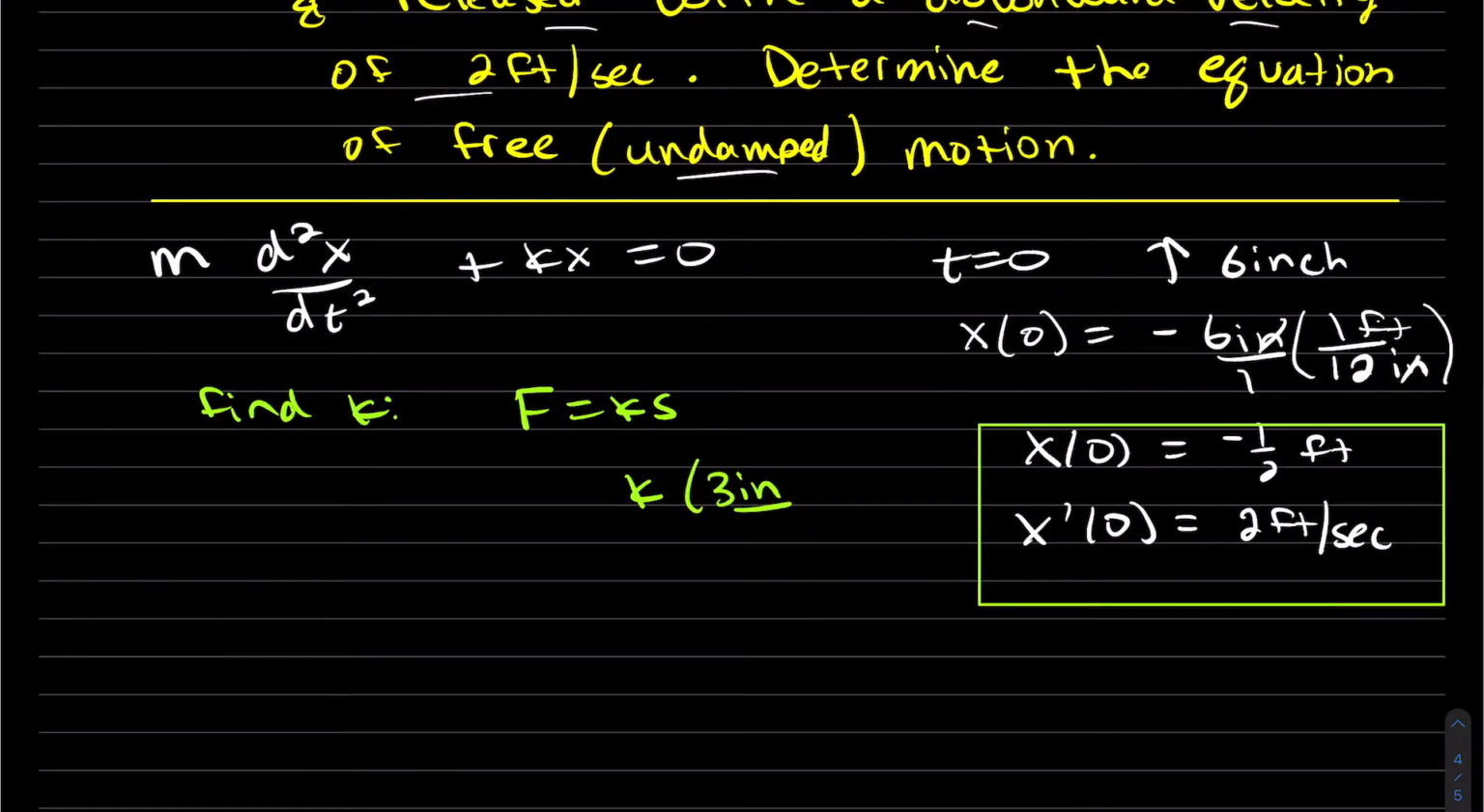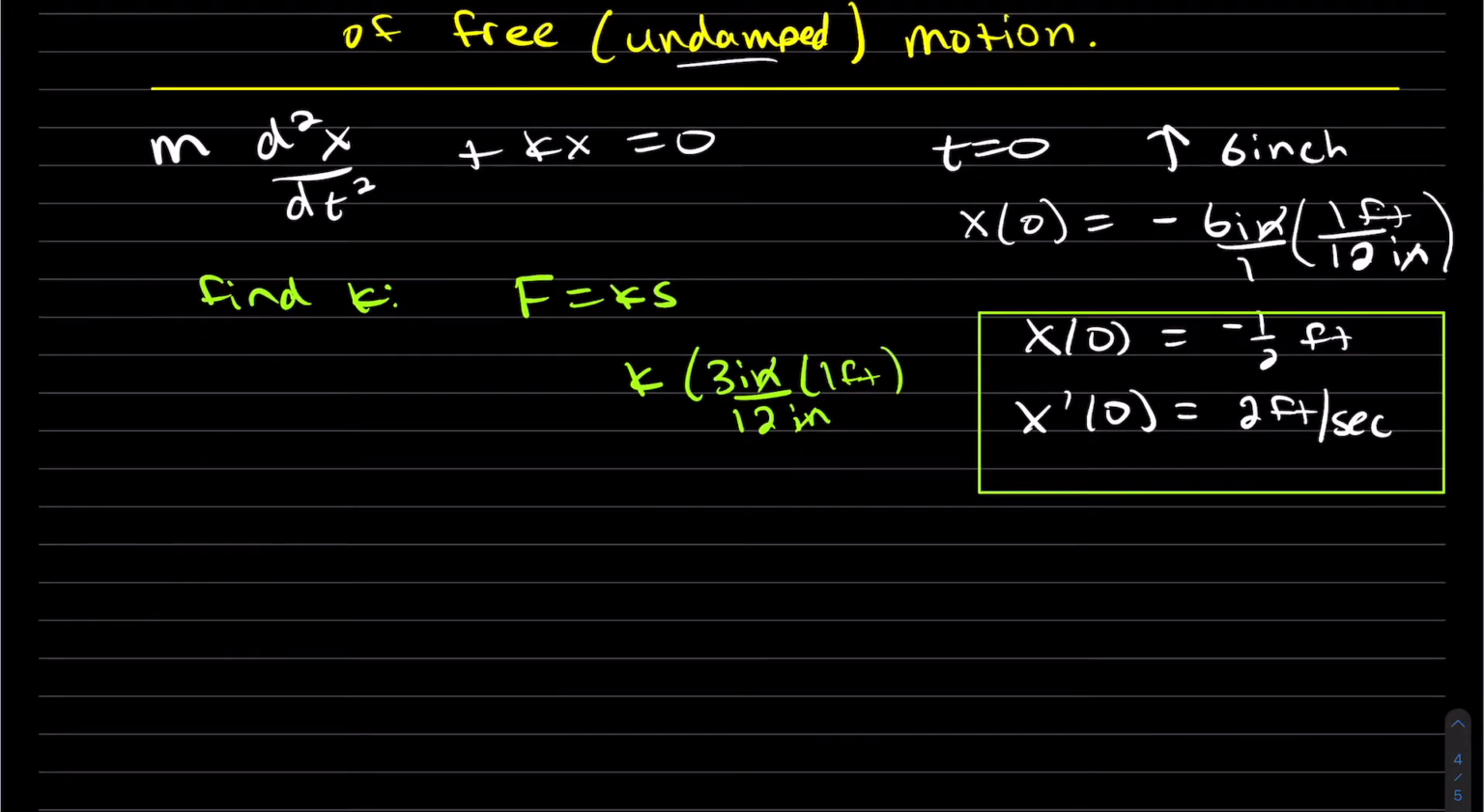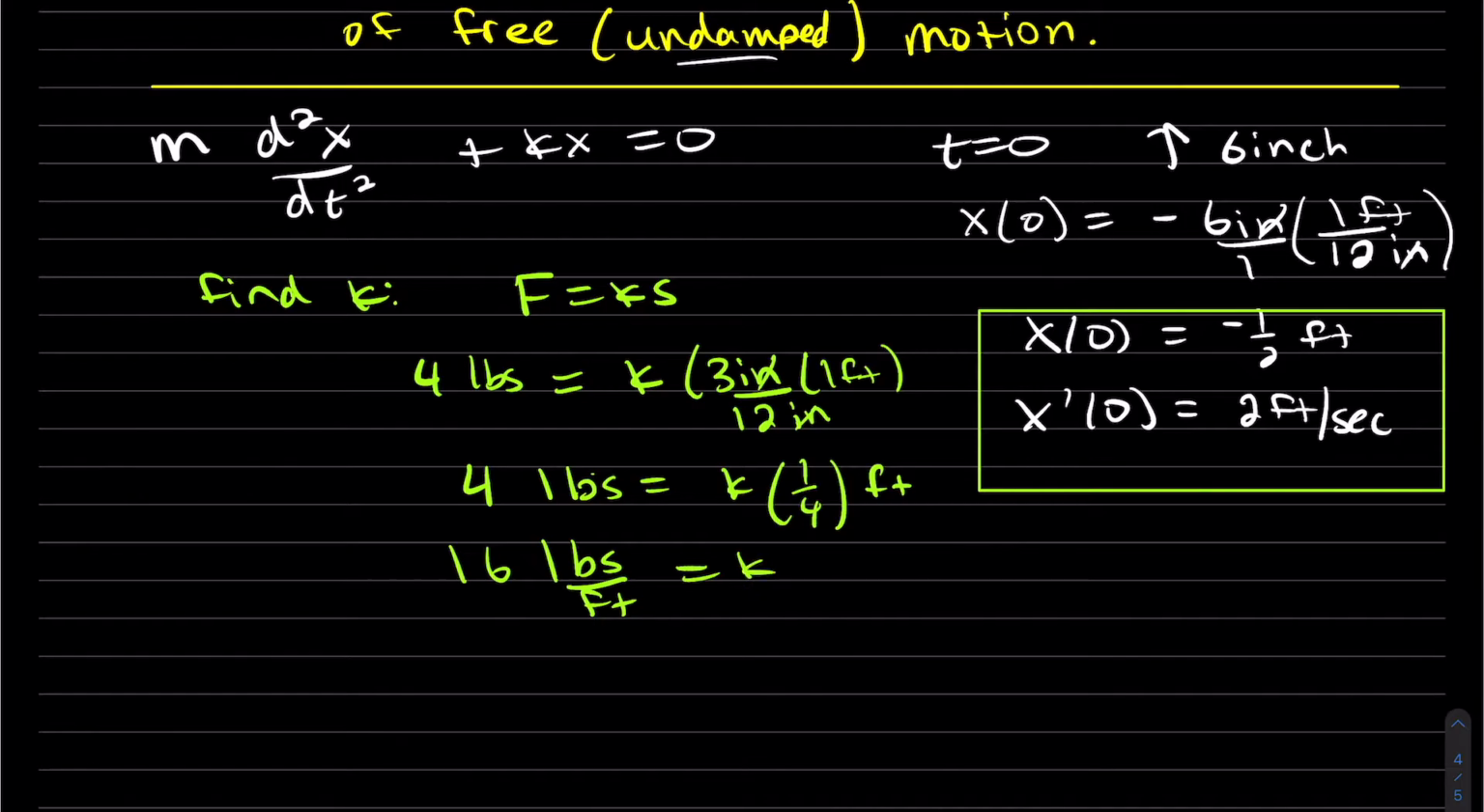But again, we do need it to be in feet, so it's 12 inches per 1 foot. Cancels. Equals a force. The force is going to be 4 pounds because that's the weight. So 4 pounds equals 16 pounds per foot equals my K, so 16.